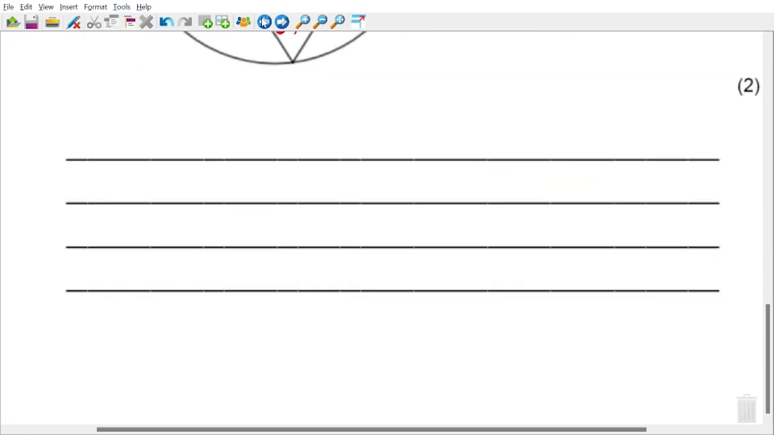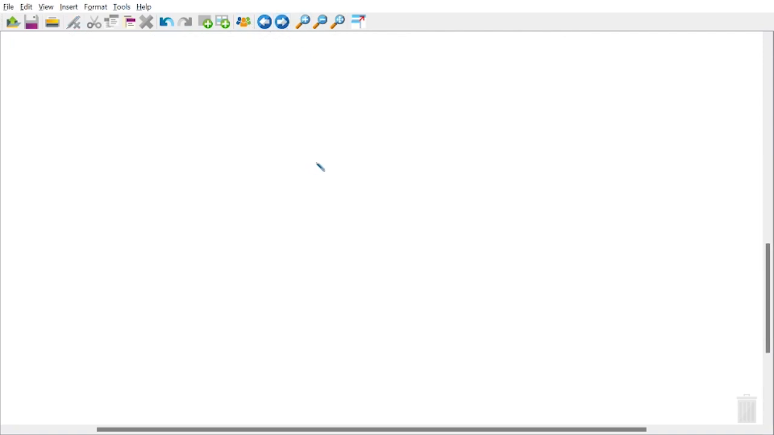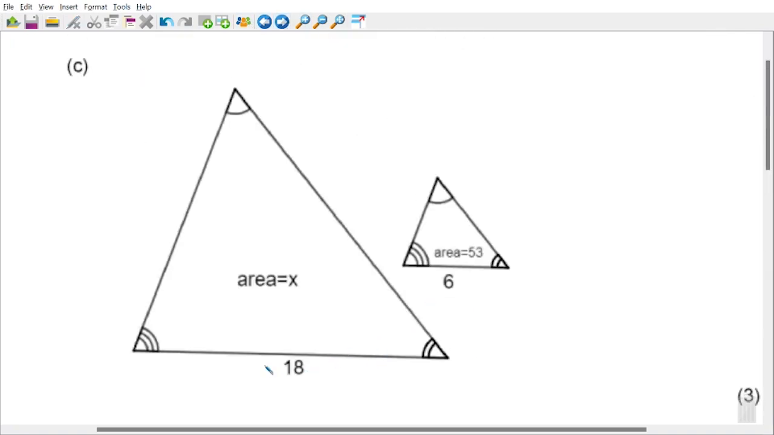Okay, this next question involves two similar shapes. If we've got similar shapes and their sides are in the ratio 3:1, as they are, since 18:6 is 3:1, that's the sides. To get the ratio of the areas, we square the ratio of the sides. So the areas are in the ratio 3 squared as to 1 squared, which is 9 as to 1.